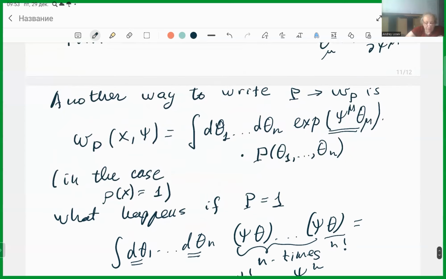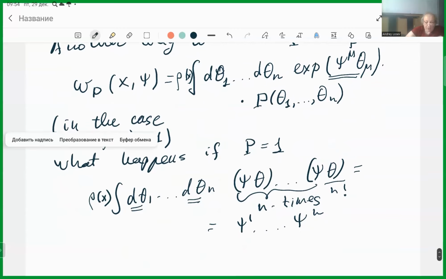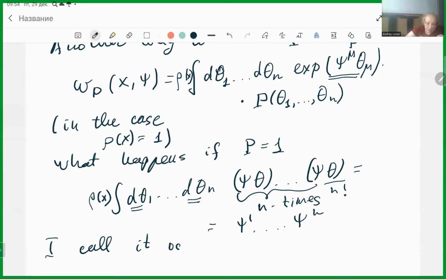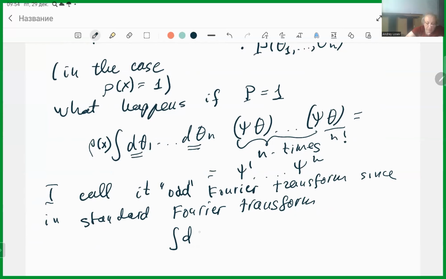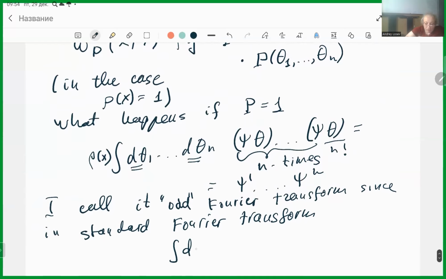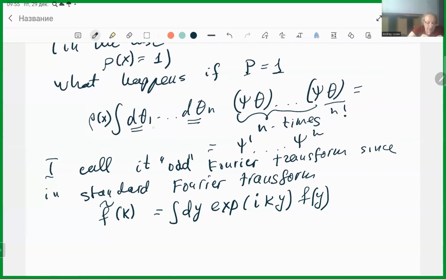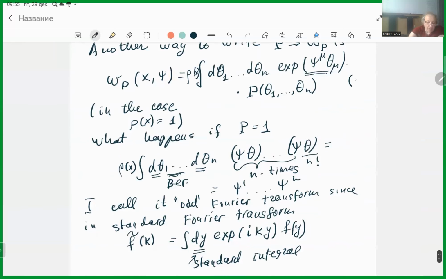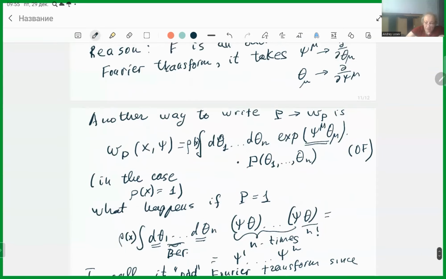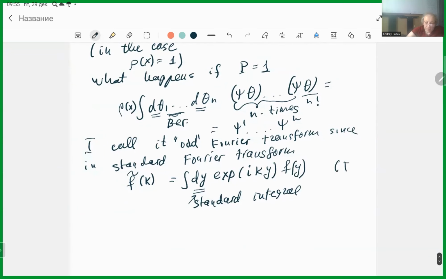Now I want to see how I should modify this in the case where rho of x is not 1. I just have to put rho of x here. So why is it like a Fourier transform? I call it odd Fourier transform because in the standard Fourier transform, we integrate, let me call it y, a standard integral, while this is a Berezin integral. So you may compare the formula that is odd Fourier with the formula for Fourier.